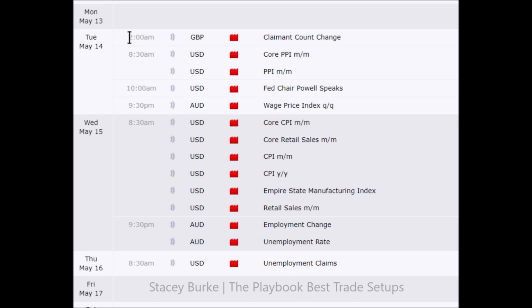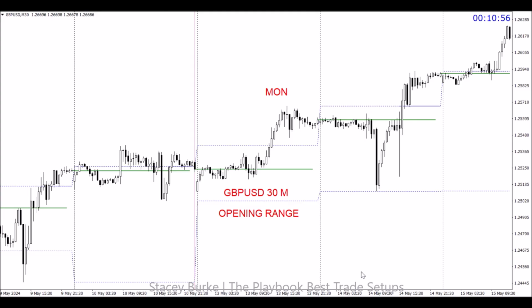We can see that 2 a.m. on Tuesday, we had claimant count change on the British cross pairs. And when we look at Monday, the British pound, it closed outside of Friday's range. It closed out of balance. It's a breakout. It closed in breakout.